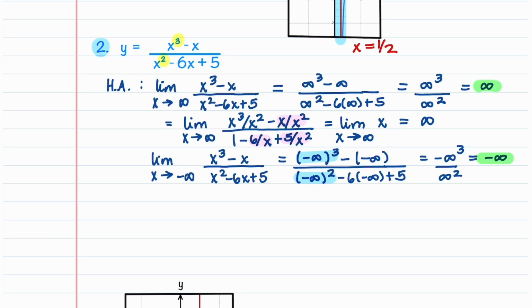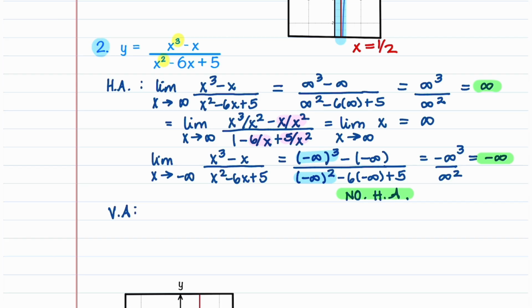Now let's think about what our answer tells us. We found that the limit as x approaches infinity and minus infinity is infinity and minus infinity. That tells us that we actually have no horizontal asymptote. Let's now look at our vertical asymptotes.